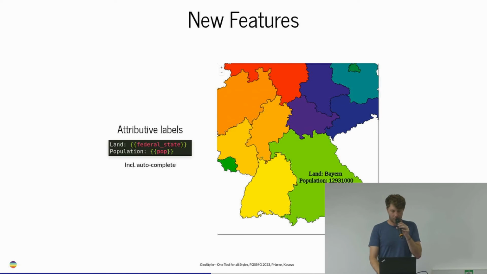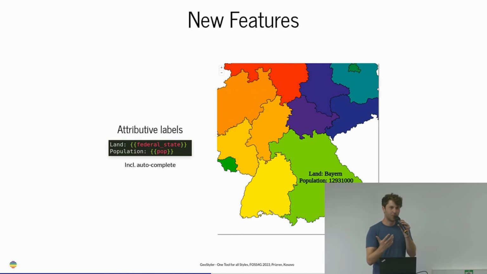Also, we support attributive labels. Usually when you're labeling things, you don't want to have static labels, but you want them based on certain attributes of your data set. And this is supported with GeoStyler. Please excuse the German example. I used the slide at a German-speaking conference and I was a little too lazy to update it.